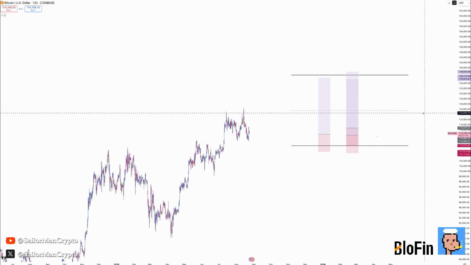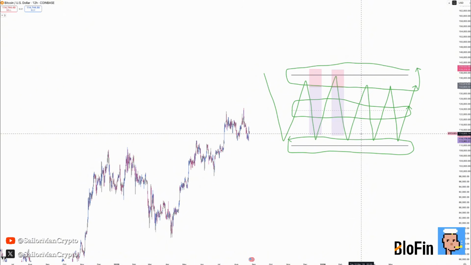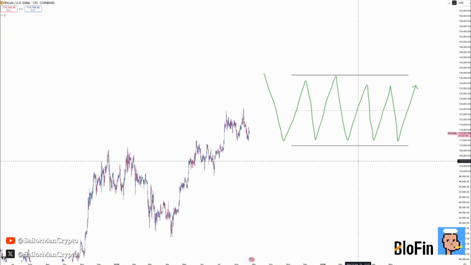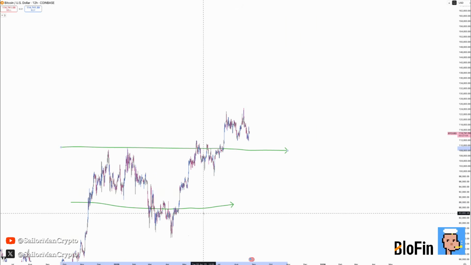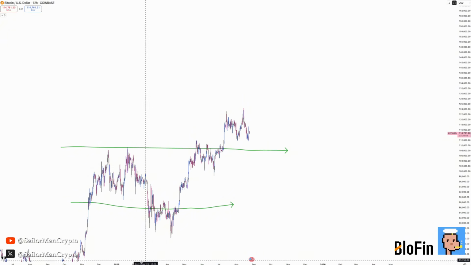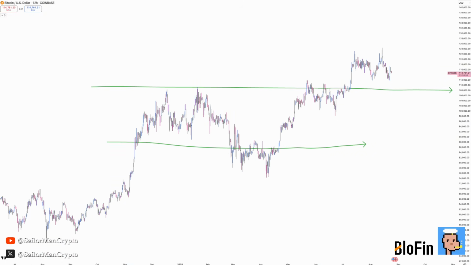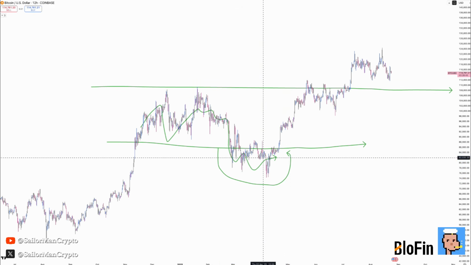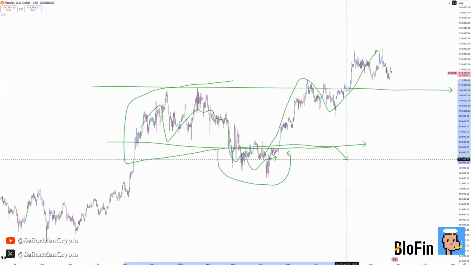Very similarly to what happened, for example, here in Bitcoin. Sorry, let me cancel everything. Okay, to what happened here. So this was clearly a range. This was clearly starting to look like a distribution. So we distributed for a while, we went down, this became a deviation. Once price deviated, it got the fuel to finally break above this range.